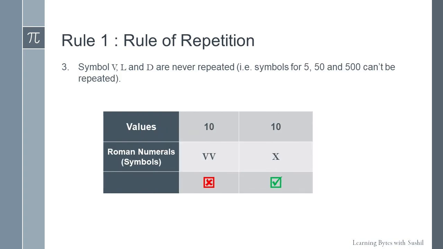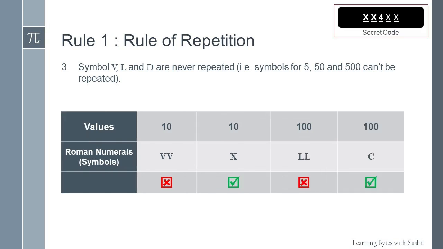The third rule: symbols V, L and D are never repeated. That is, the symbols of 5, 50 and 500 cannot be repeated. 10 cannot be written as VV. It should be written as X. Similarly, 100 cannot be written as LL, that is 2 times 50. No, you cannot write it in that way. Instead, 100 can be written with the letter C. So these were the 3 rules that fall under the rule of repetition.